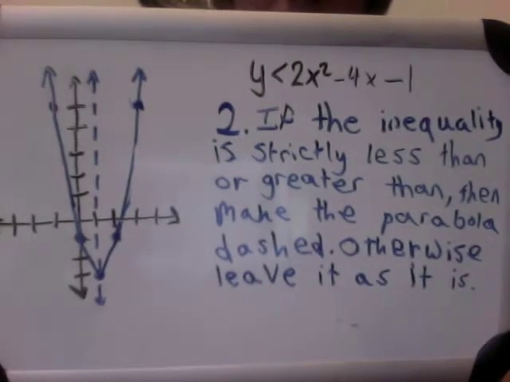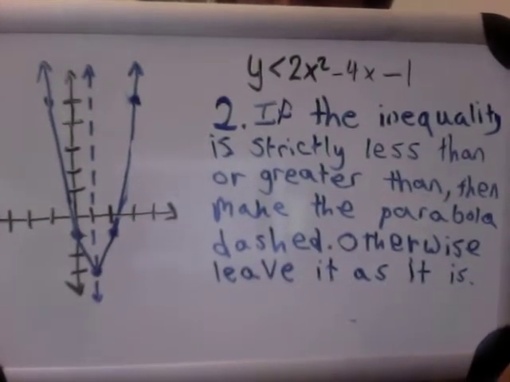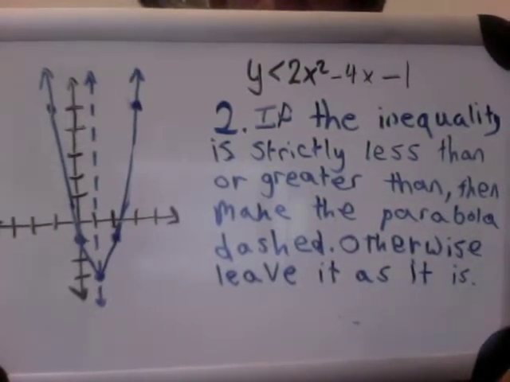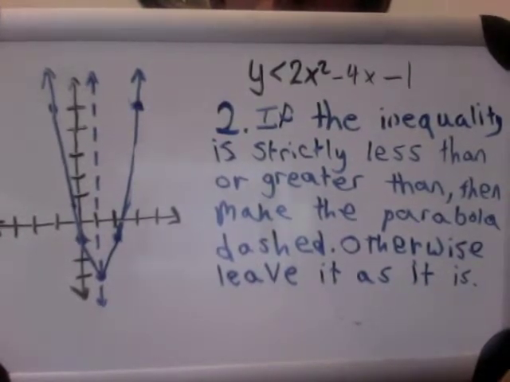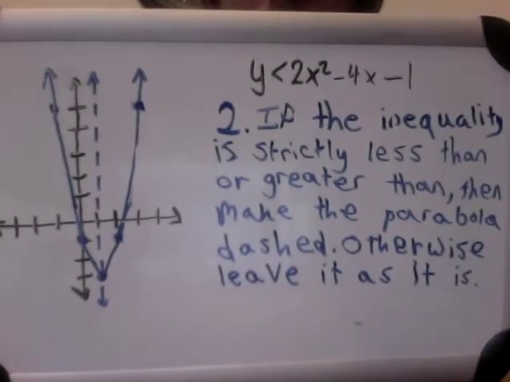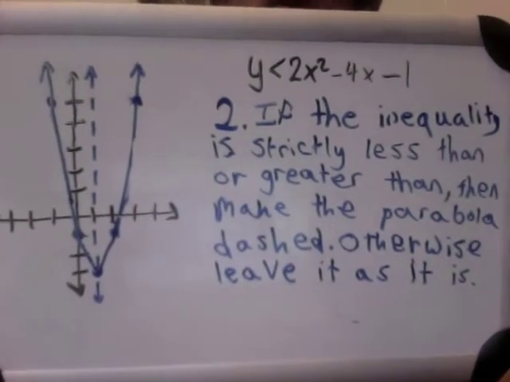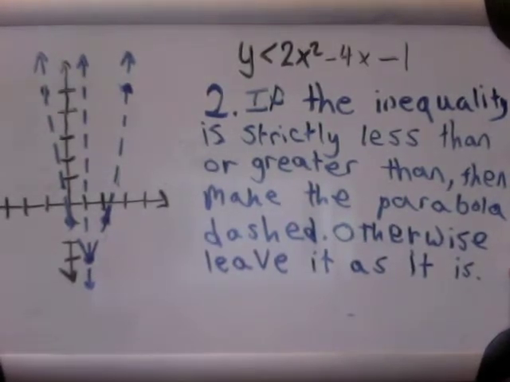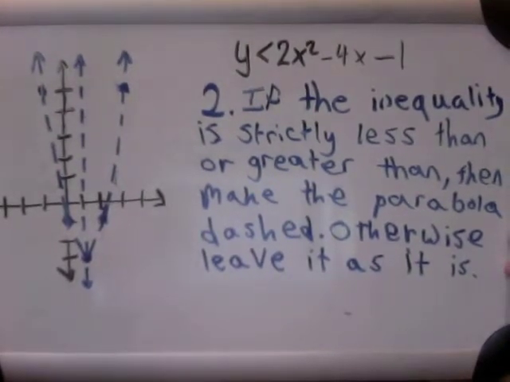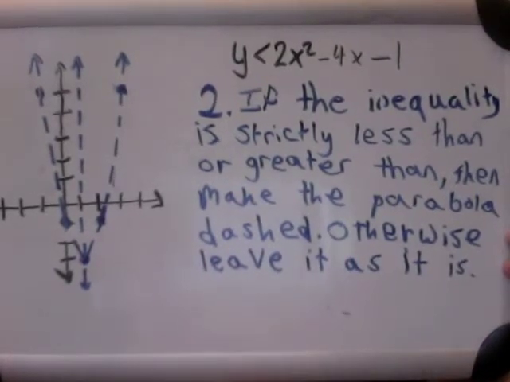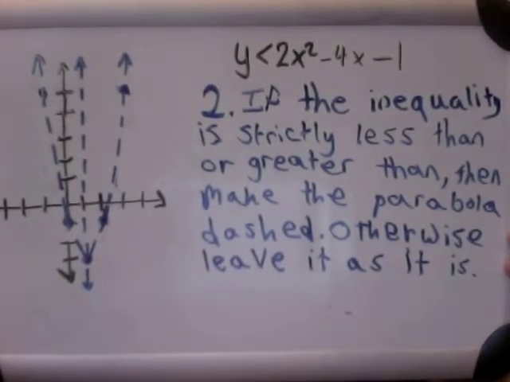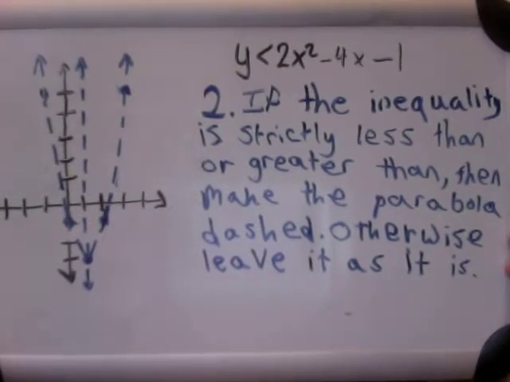Our second step in graphing a quadratic inequality is the same as if we were graphing a linear inequality. We look to see if the inequality is strictly less than or greater than, and then, if it is, we make the parabola dashed. Otherwise, we leave it like it is. In our case, the parabola was less than, which is strictly less than, so we made the parabola dashed to show that the points on the parabola are not solutions to the inequality.